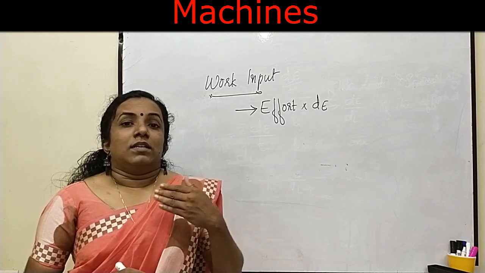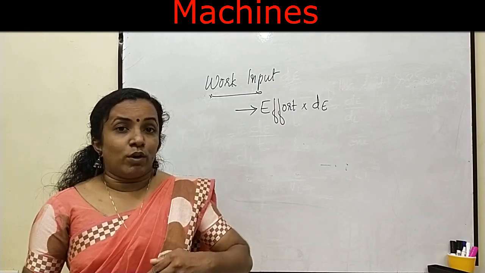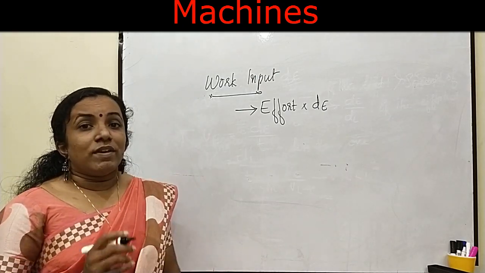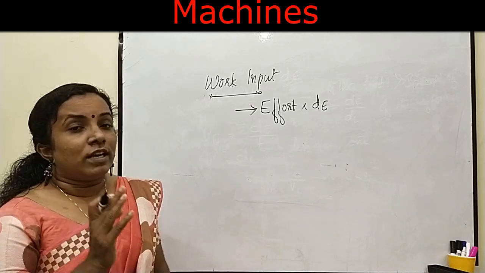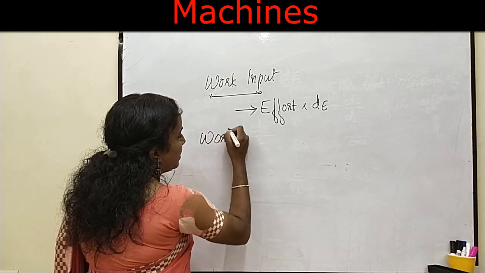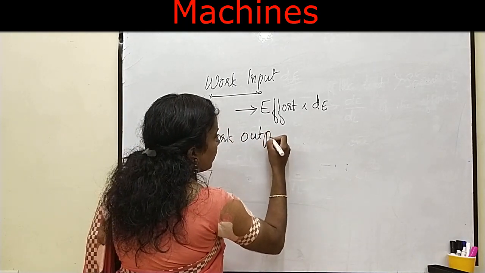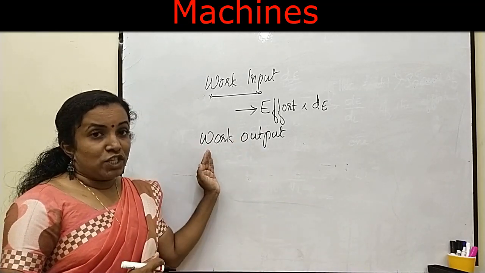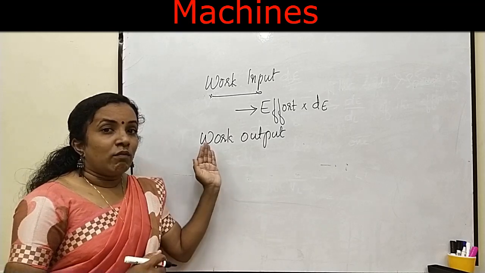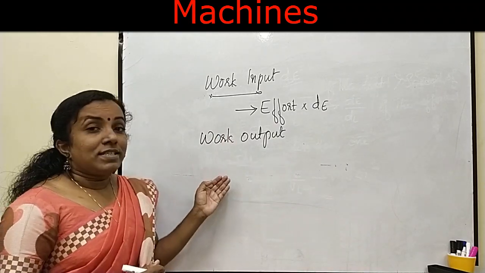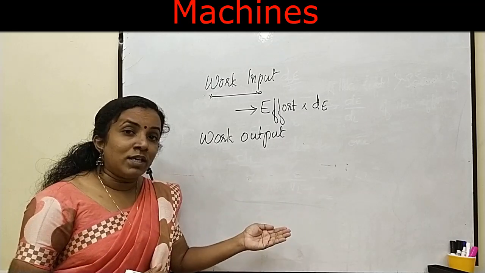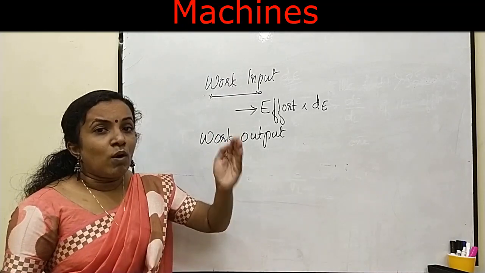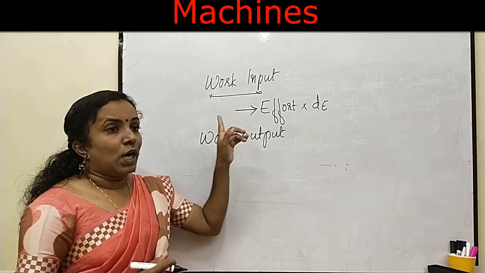Now the machine works on the load, or the machine works to overcome the resistive force offered by the load. So we will get the output work on the load. Hence work output is equal to work done by the machine. There the machine is doing the work and hence it is work done by the machine. Where is it doing the work? It is doing its work on the load. So work done by the machine on the load is called work output.